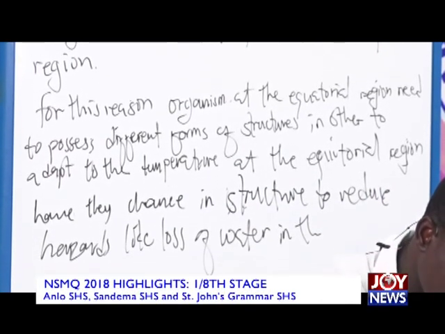St. John's Grammar, very eloquent and nicely written, but it's only 1 point really, and even that is not complete. So you talk about the temperature, but then you are talking about temperature ranges. So you say a temperature range at the equatorial region can sustain different species of organisms. That is your main point, and that is it. It's not even complete. So I'm giving you 2 out of 10.